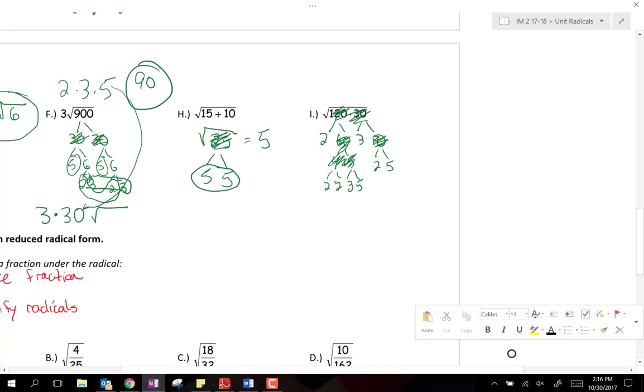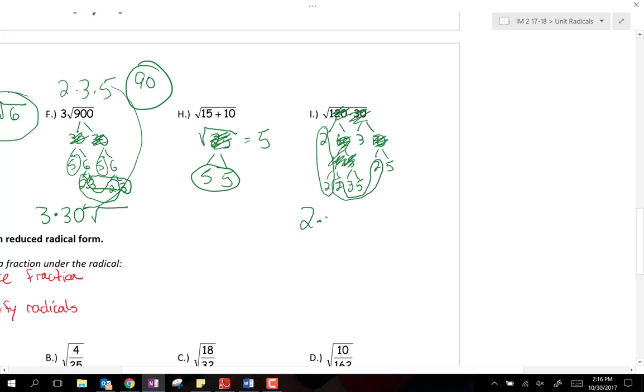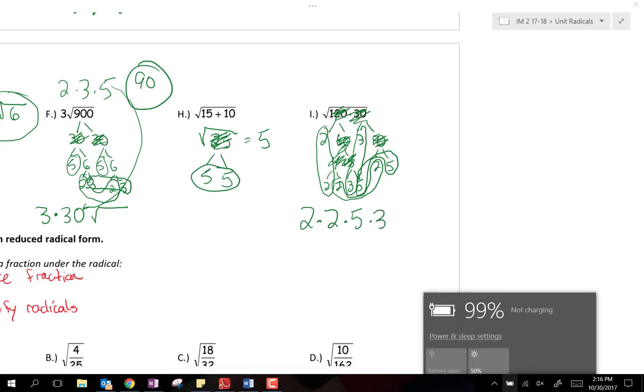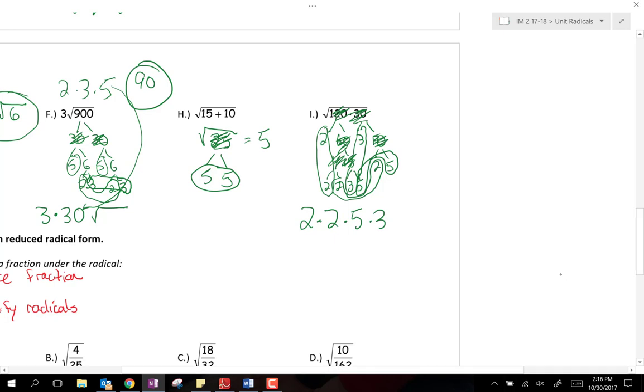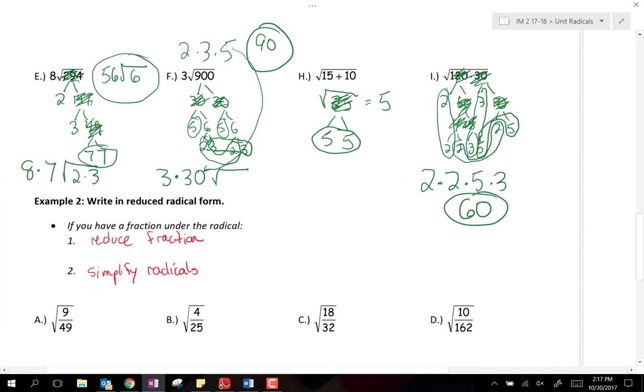So what do I have pairs of? I have 1, 2. So bringing that out. I have another 2. I have a pair of 5s. And I even have a pair of 3s. Nothing left over, so the radical's gone. 2 times 2 times 5 times 3 is 60. So we're just looking for pairs. That's all we're doing with square roots.